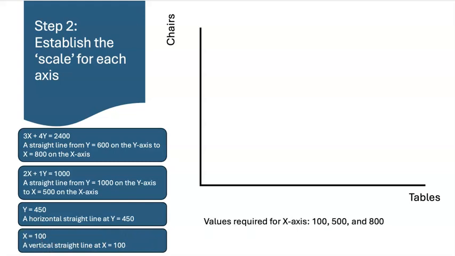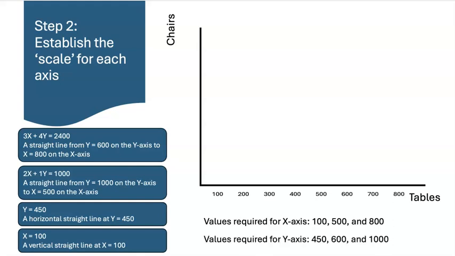So on the x-axis we need to have values for 100, 500, and 800. We can go up in movements of 100, so 100 right up to 800 and we're covered. Now for the y-axis, we need to have values for 450, 600, and 1000. We could go up in steps of 100 as well and just know that 450 would be midway between 400 and 500. But in this case, I'm going to go all out and just go up in steps of 50. So now we're ready.